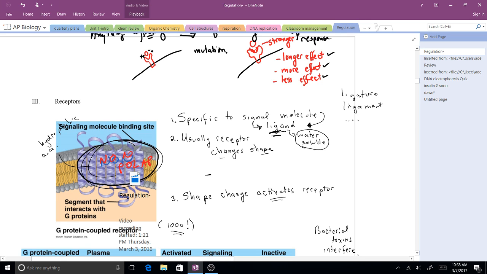So let's do a quick model here. We have a receptor, and then the part that goes through the membrane. So this is outside, this is inside, and then we've got a part on the inside. When that ligand binds to it, the inside part is usually what's going to change shape in some form. And as that happens, it's going to then activate the responses. It activates the receptor. It'll then trigger this chain response.